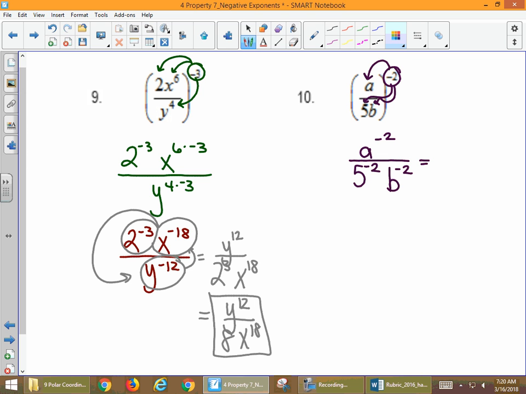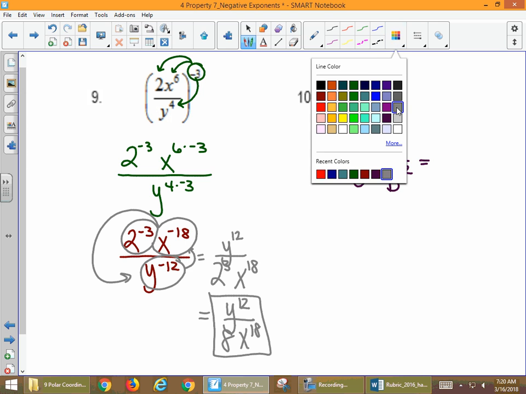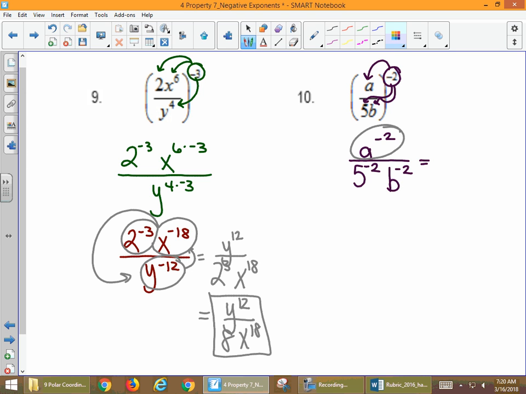Now, since all of our exponents are negative, that means we need to switch. Sorry about the bell. We need to switch everything around. We need the a squared to come to the bottom. We need the 5 squared and the b squared to go to the top. And then everything has the right sign. All of our exponents are positive and on the correct side of the fraction. 5 squared is 25.